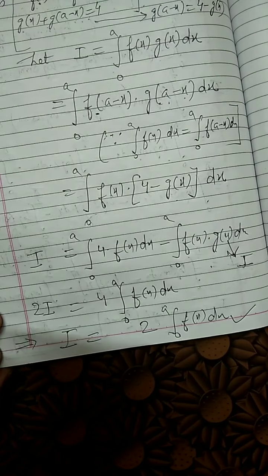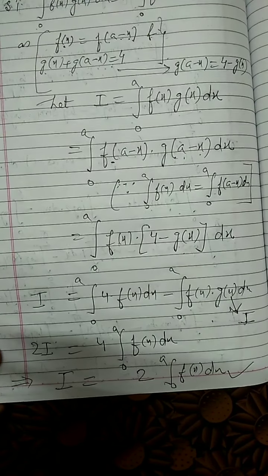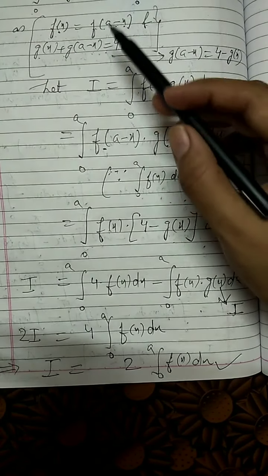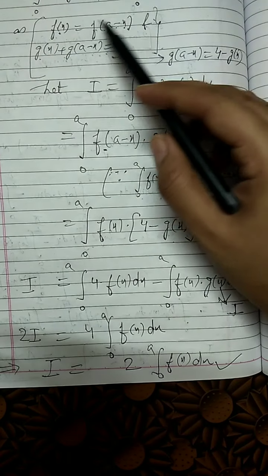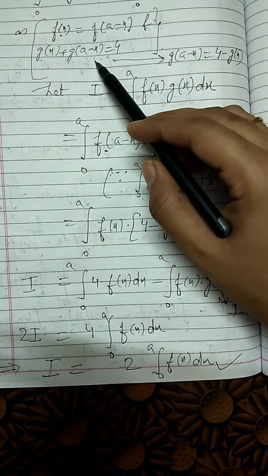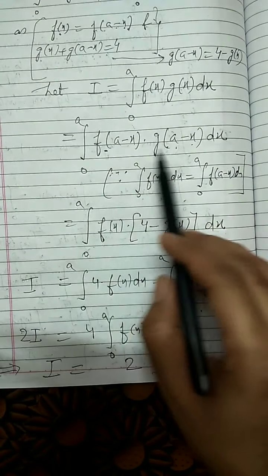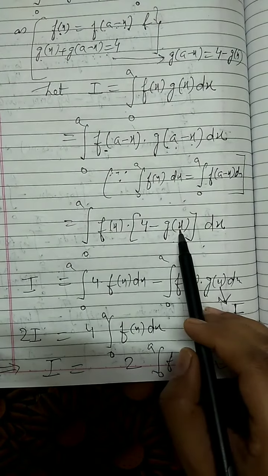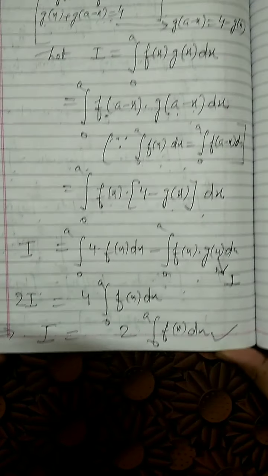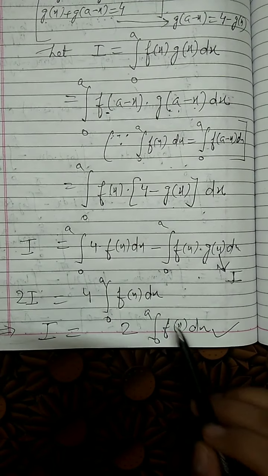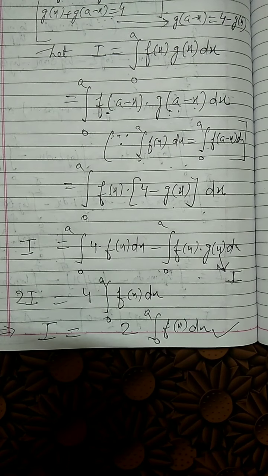So this was to be proved in this sum based upon the given part. From this only, f(a minus x) is f(x) and g(a minus x) will become 4 minus g(x). After the application of the property, we are just putting their values, separating the integral, and our answer is there. Okay, I hope this sum is clear to all.